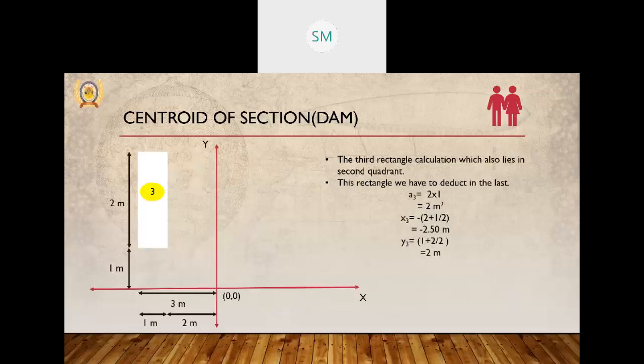And this is the third rectangle, which we have to deduct, which we have covered in the second rectangular portion. So the area is 2 into 1, and x3 will be again negative. That will be measured from the y-axis. That will be 2 plus 1 by 2, and on the negative side, so that will be minus 2.50 meters. And y3 will be again measured from the x-axis, that is 1 plus 2 by 2.